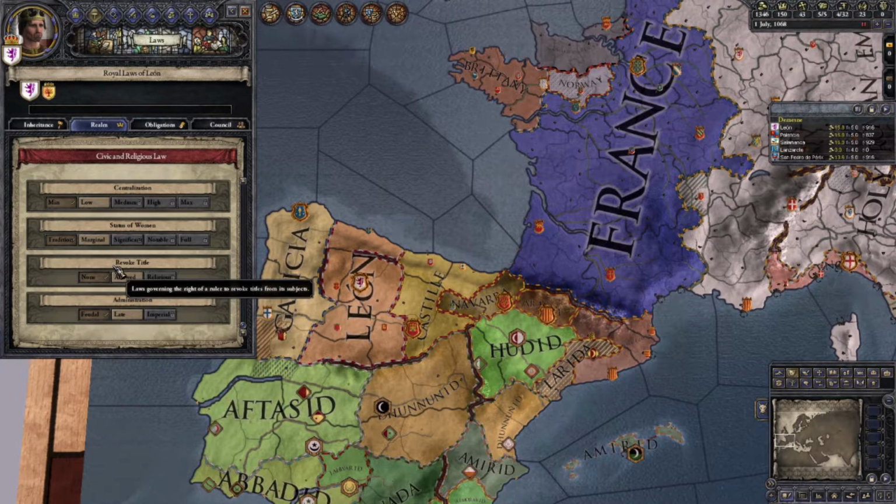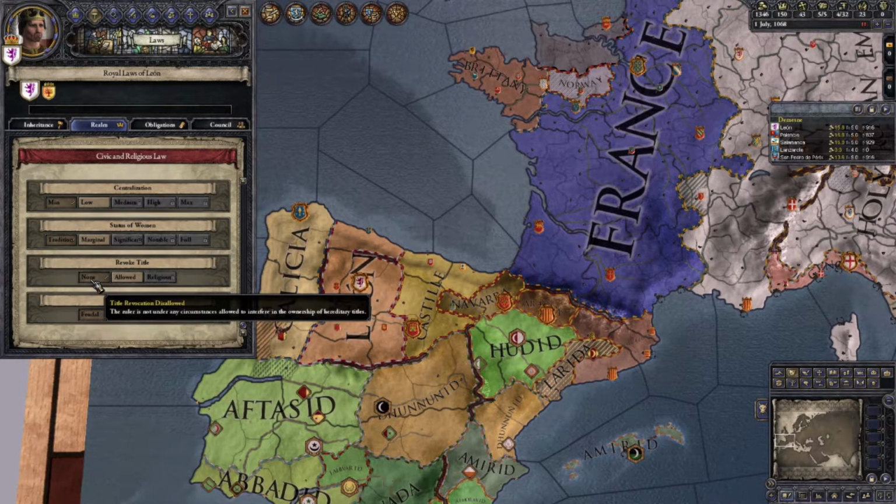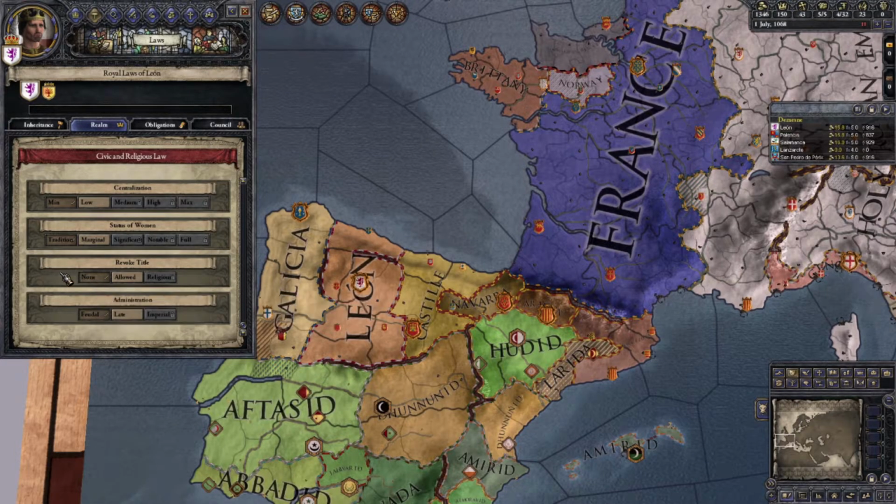Then, laws governing the right of a ruler to revoke titles from its subjects. None. The ruler is not under any circumstances allowed to interfere in the ownership of hereditary titles. Interesting.